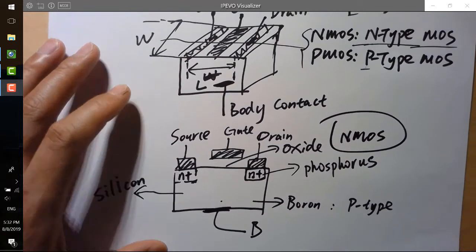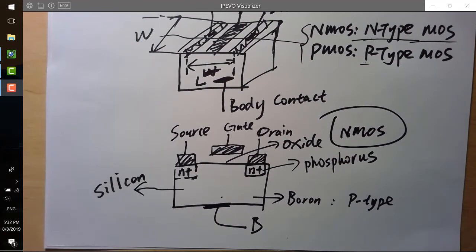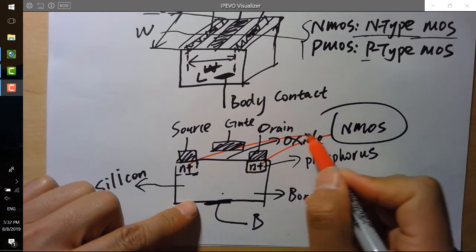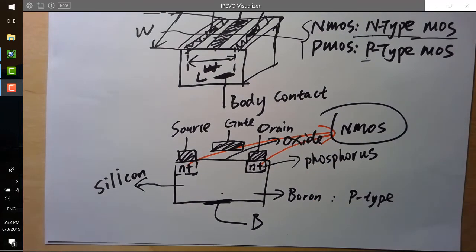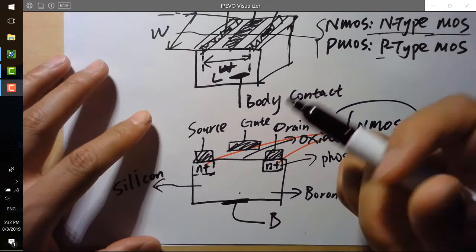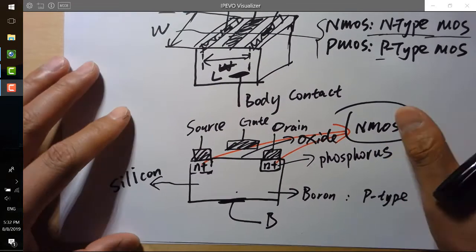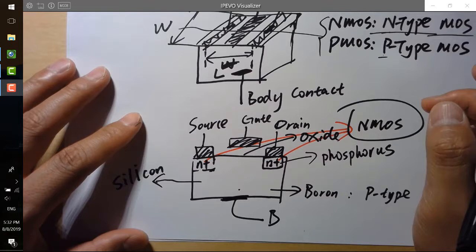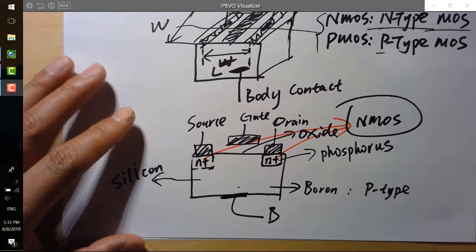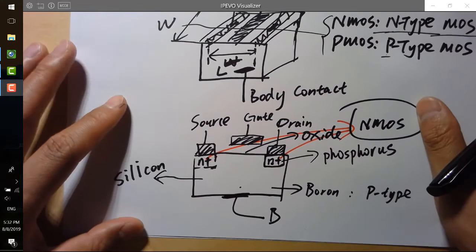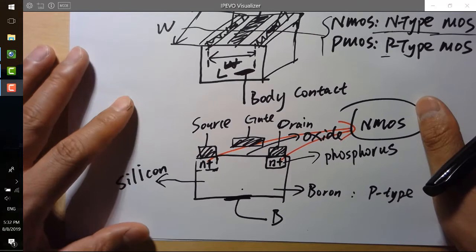So the reason this one is NMOS is because of the N-type material at the drain and the source, right? That's why it's an NMOS transistor. And before you apply a voltage, before you do anything, no current flows through the transistor. It's static, okay? Nothing is going to happen there.